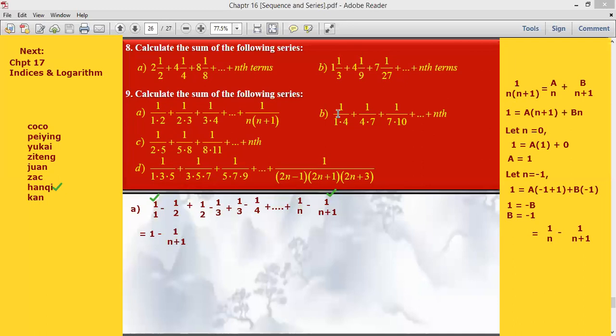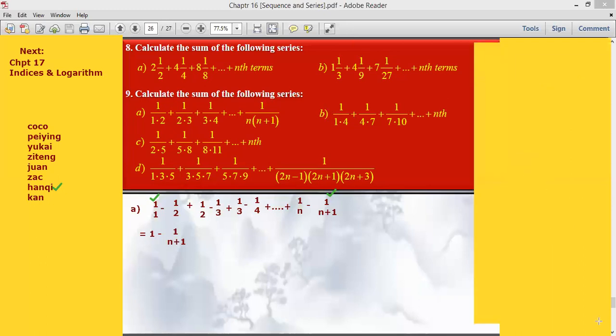OK, so we continue with B, same method. OK, 好，来 B 我们来看一下。Yes, B we also do the same thing. We identify the expressions first. 我们找出来它的 general formula 先咯。Okay, general formula. So we have three values here and then three values here. So we separate into two groups.